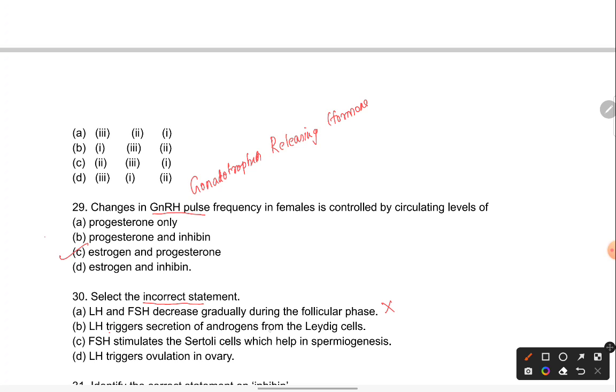LH triggers secretion of androgens from the Leydig cells, correct. FSH stimulates Sertoli cells which help in spermatogenesis. LH triggers ovulation in the ovary. That statement is also correct. So the wrong one is A. So the correct option is A.